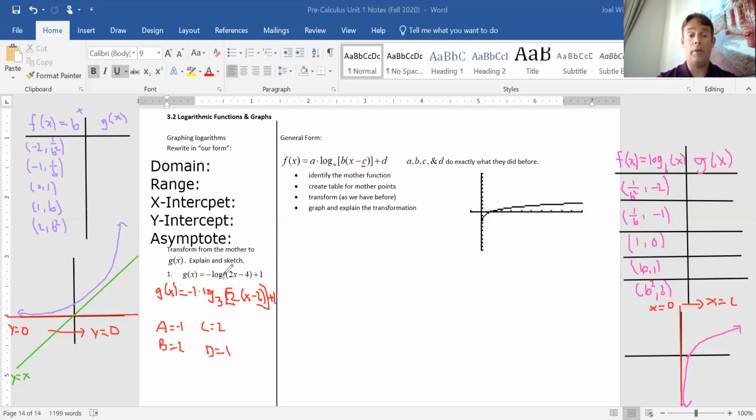And to figure out what parent function we're looking at here, we're going to take the base. And that means the parent function we're actually playing with here today is f of x equals log base 3 of x. So let's start off. Let's get our points for f of x.